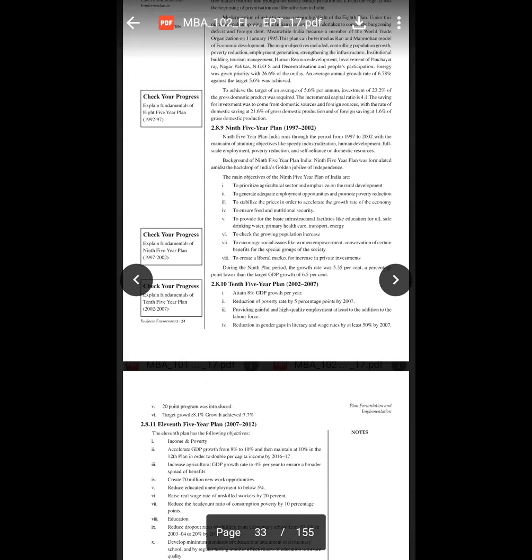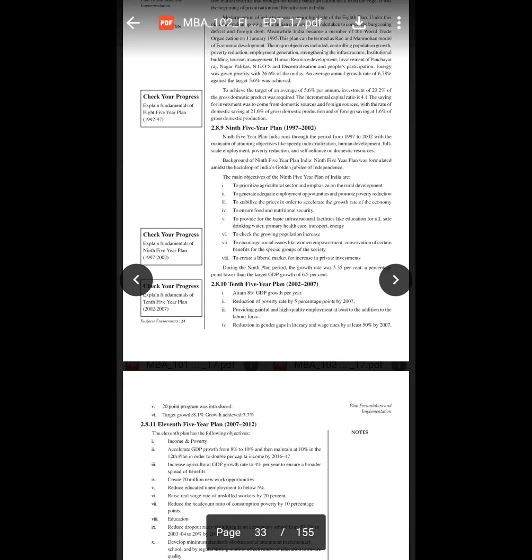The 9th 5-year plan, in the years 1997 to 2002. The 9th 5-year plan ran through the period of 1997 to 2002 with the main aim of attaining objectives like speedy industrialization, human development, full-scale employment, poverty reduction, and self-reliance on domestic resources. The 9th 5-year plan gave more focus to prioritizing the agriculture sector and emphasis on rural development to generate adequate employment opportunities, to promote poverty reduction, and to stabilize prices in order to accelerate the growth rate of the economy, and to ensure food and nutritional security.